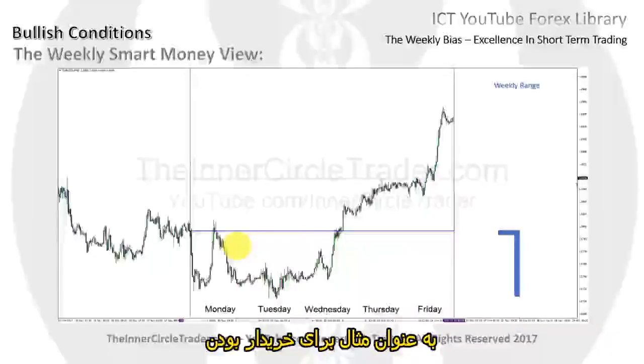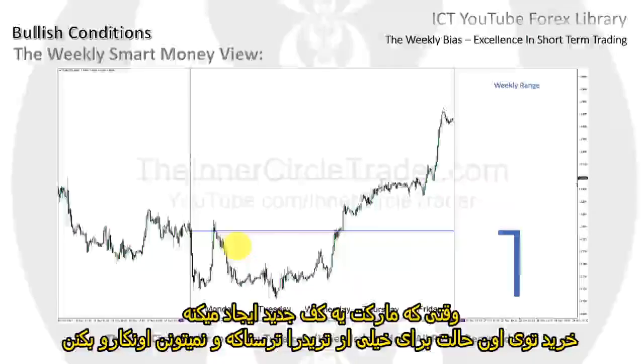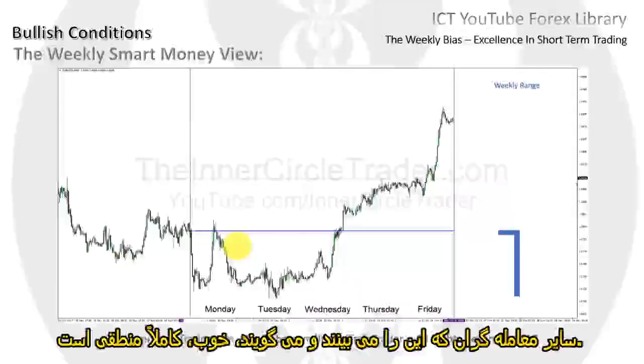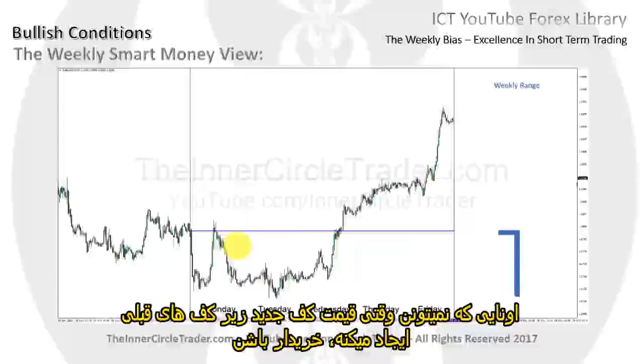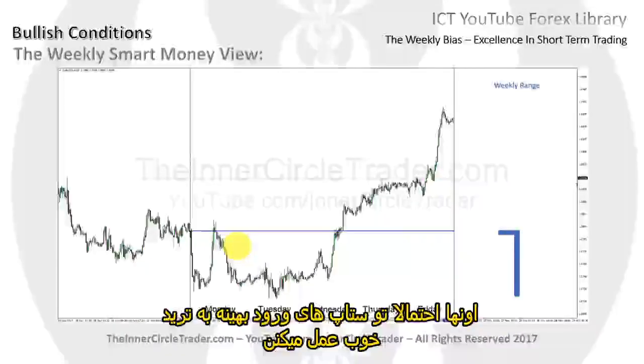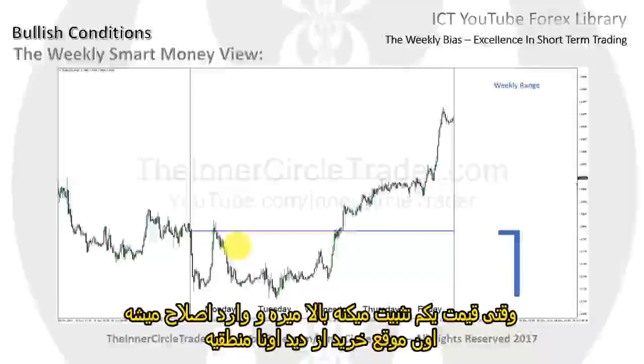I'll give you an example. To be a buyer when the market creates a new low is sometimes scary for certain traders, and they won't want to do that. Other traders see that and say, well, it makes perfect sense, and they will gravitate towards that type of pattern. The ones that don't want to be buying below old lows will probably do very well when they do optimal trade entry buys, where it's proven it's gone up a little bit and then it retraces. It makes more sense for them to do that.